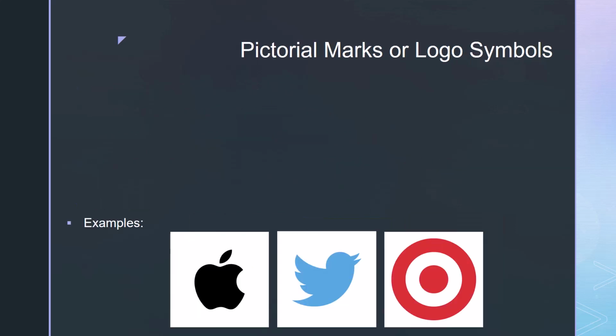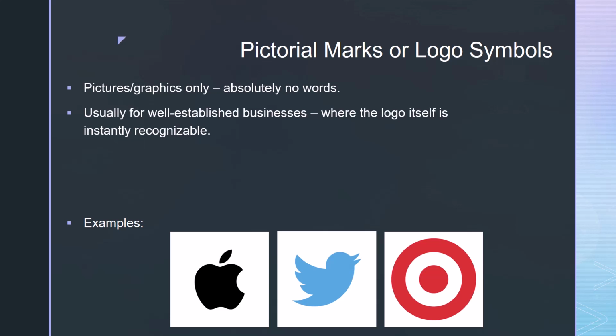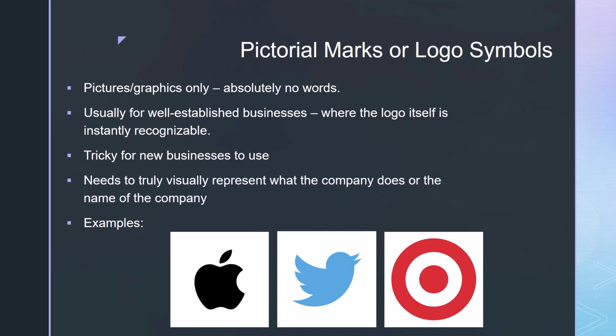The next logo is the pictorial mark, or the logo symbols. So as you can see, they're very graphic in nature. There's absolutely no words associated with these types of logos. These are usually used for well-established businesses where the logo itself is instantly recognizable. It's really tricky for a new business to use because the audience might not quite understand what the logo is supposed to be about or what it's supposed to represent. So it needs to truly visually represent what the company does or the name of the company.